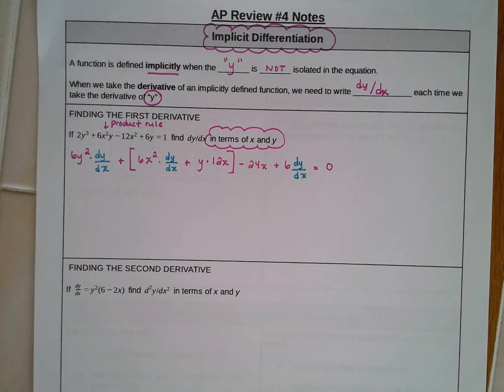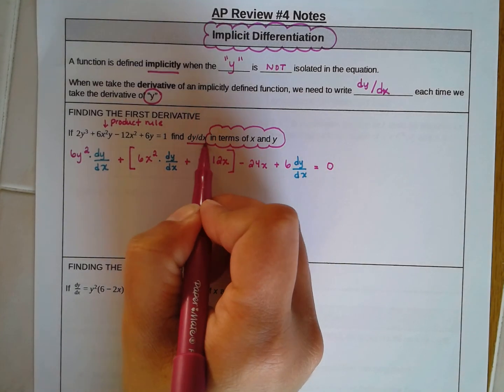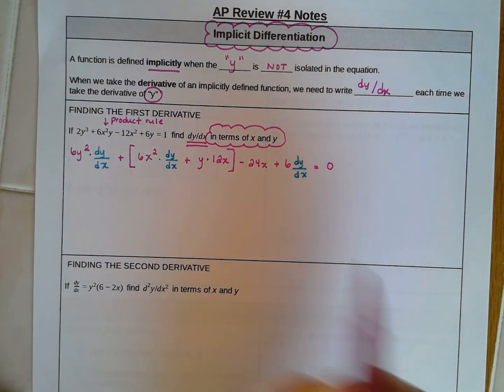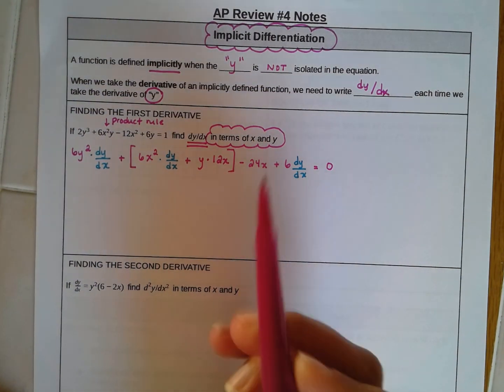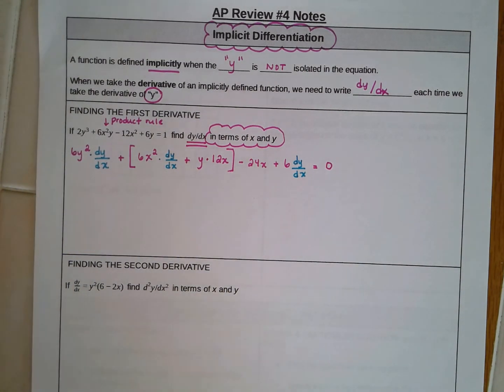Now we need to do a little bit of algebra. Our goal here is to have an answer where it says dy over dx is equal to some kind of equation that has x's and y's in it. And right now the dy over dx is not by itself. It's not isolated, so I need to do some algebra to make that happen.